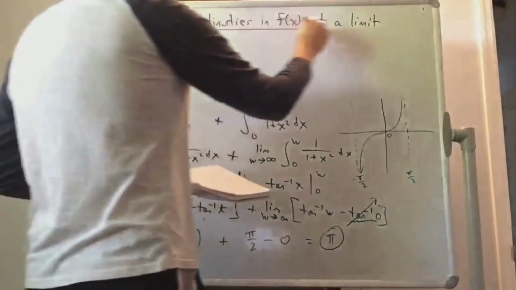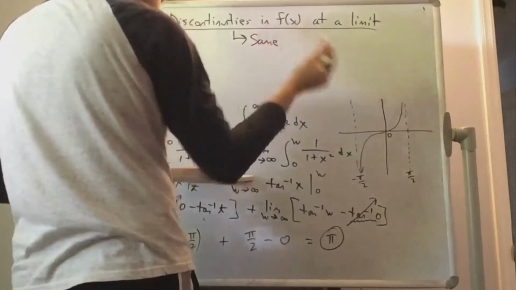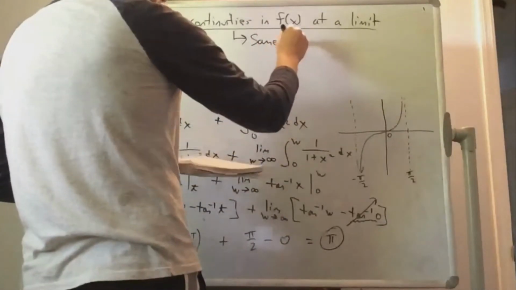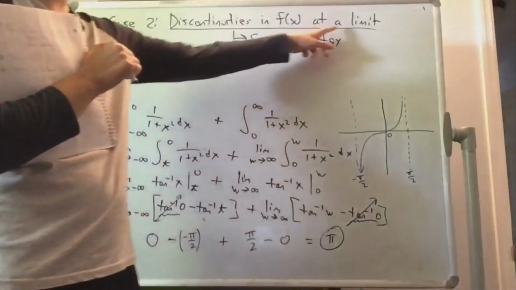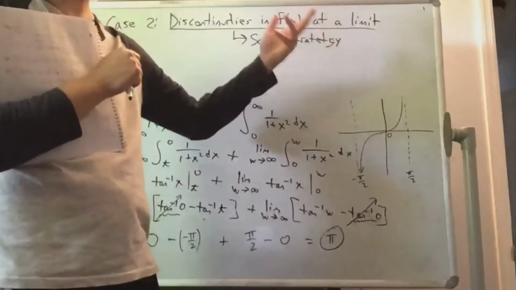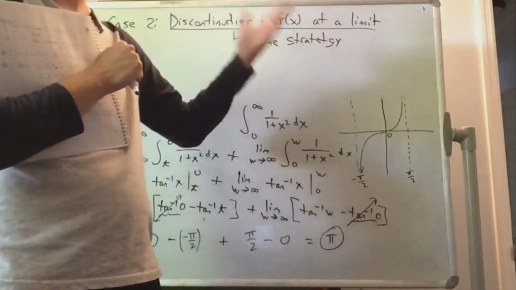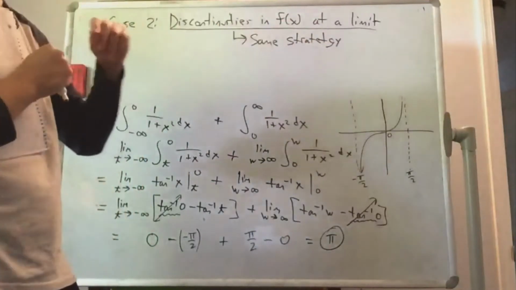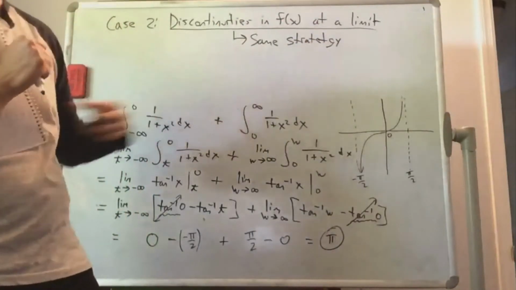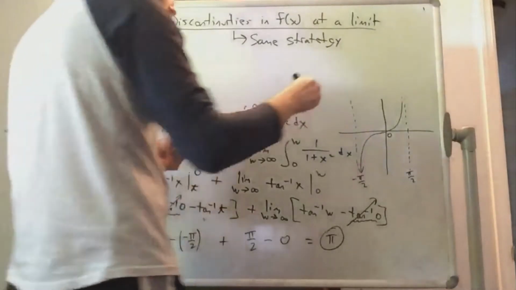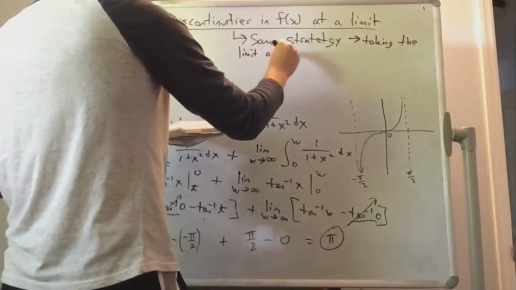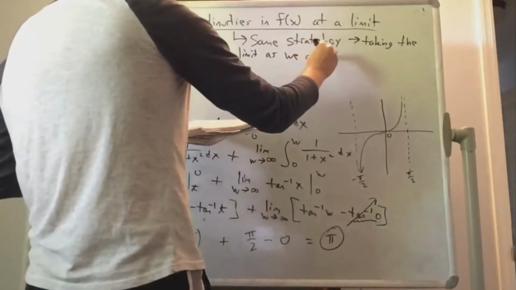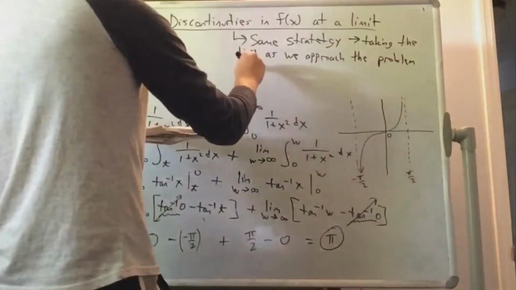And it's actually the same exact strategy. So I'm going to say it's the same strategy. We're going to say, let's just get closer and closer and closer to the limit, which is the problem spot. And then we'll do the integration and then take the limit after we're done. So same strategy. Basically taking the limit as we approach the problem spot or the problem limit.